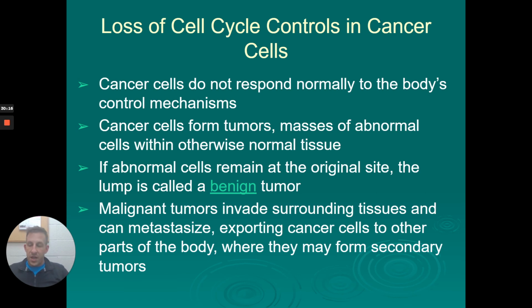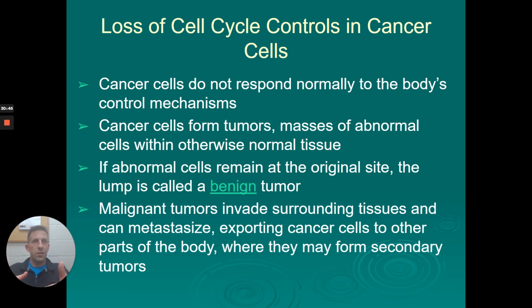Metastasizing means that the cancer has moved from one part of the body to the next, where it oftentimes forms secondary tumors. Personal experience: my stepfather passed away of pancreatic cancer a few years ago, and the cancer started in the pancreas, but it moved basically everywhere. It moved to his lungs, it moved to his liver, it moved to his brain, everywhere.